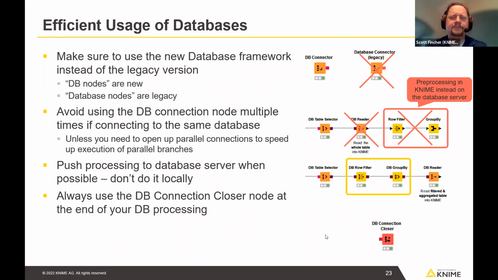You're not going to want to use those for new workflows. Those are basically included still in KNIME for backwards compatibility reasons. They still work, but they're not going to be as efficient as the newer ones. So use the new DB nodes. Another simple thing here, avoid using a DB connection node multiple times when you're connecting to the same database. Just like we saw with the different file reader nodes, you only want to make that connection once and then use multiple branches downstream as it's needed. Something else you'll want to think about is pushing processing to your database server when you can.